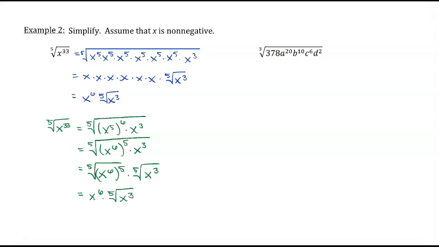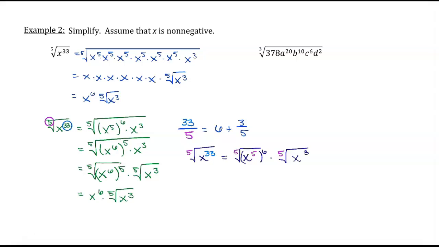Consider the following relationship. We have a 33 as our power, and 5 is our root. And 5 goes into 33 6 times with 3 left over. Notice how this translates to simplifying our root. We had the fifth root of x to the 33rd, which can be simplified as the fifth root of x to the 5th to the 6th times the fifth root of x to the 3rd. When you take the power and divide it by the root, you can simplify the expression quickly and find perfect fifths, or perfect nth roots.